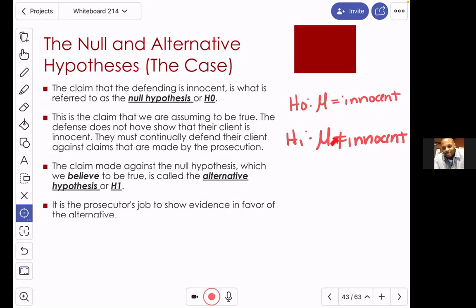The only thing that's going to change is this sign here in the middle, right? And this is called the alternative. This is what we want to show evidence in favor of or against. You want to show evidence in favor of this or against this, but you're not showing evidence in favor of the null. I need you to understand that when we start this, the null is always assumed to be true. You're always innocent until somebody's able to prove you're guilty.